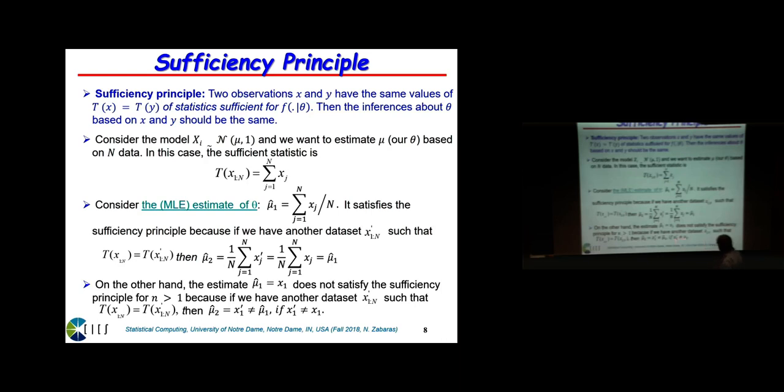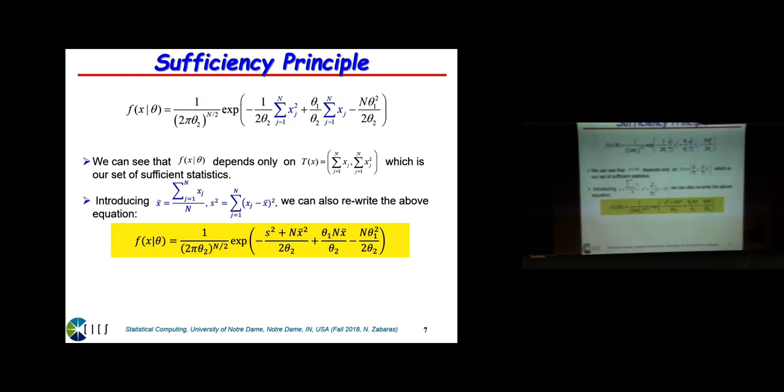No, because if the two points x1 and x1 prime are not the same, obviously the estimates of the mean will be different. So the sufficiency principle and the likelihood idea go hand in hand, because the likelihood principle automatically satisfies the sufficiency principle. Effectively, the likelihood principle, which we will see shortly, tells you that the parameters theta are maximizing this function here. And obviously, this function is defined completely by the sufficient statistics. So if you have two data sets with the same values of the sufficient statistics, you will get the same estimate of the parameters theta.